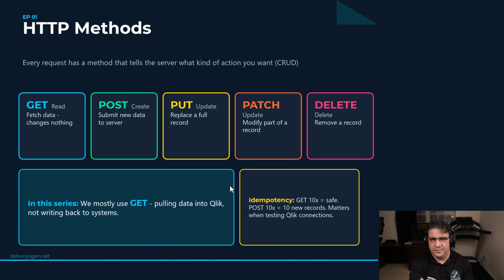So let's say you have multiple changes in that record. You can use a PUT method. PATCH is to update a small property of that object. Let's say I just need to change the last name of a customer. You may use PATCH, and DELETE is when you want to delete the whole thing.